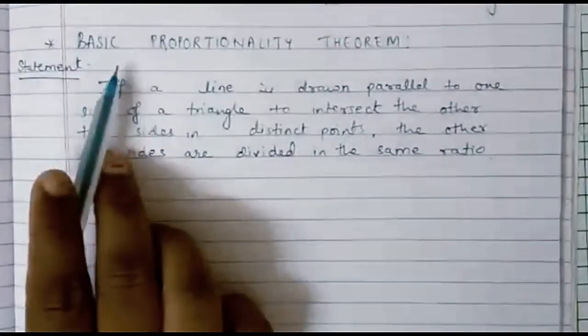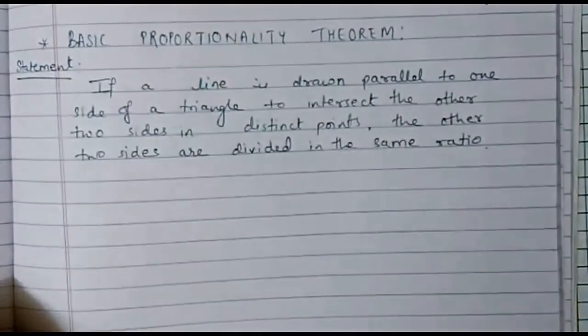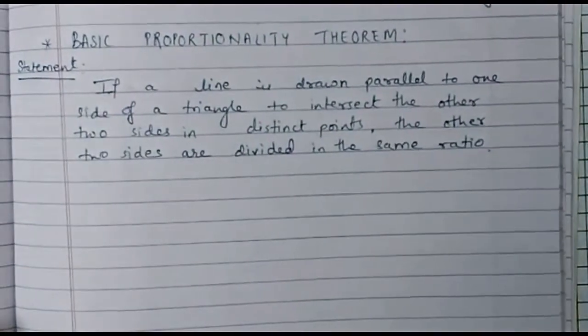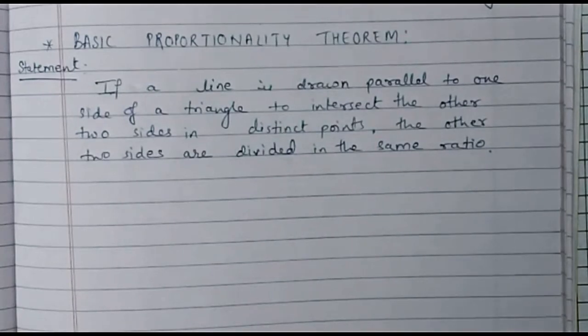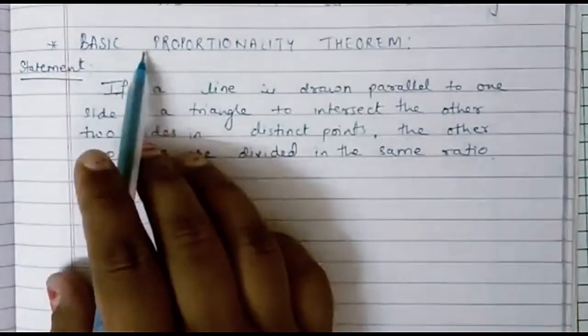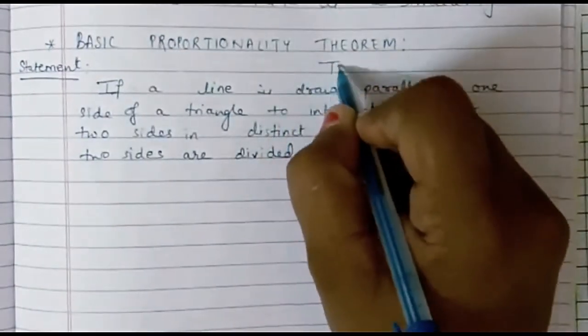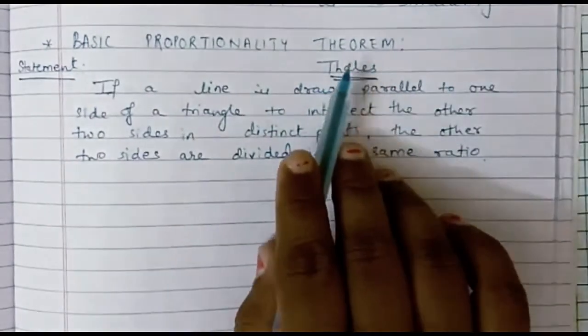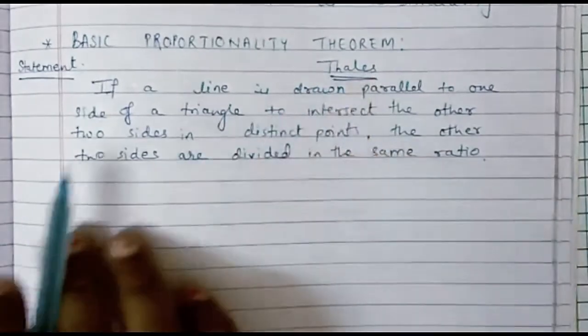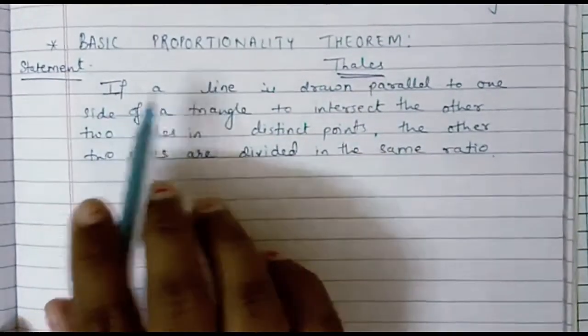Now let us learn basic proportionality theorem. It is also called fundamental proportionality theorem. This theorem or this result was proved by a Greek mathematician called Thales. So in his memory it is also called Thales theorem. Okay, so this is the name of the mathematician, right? Now here, what is the statement of the theorem?